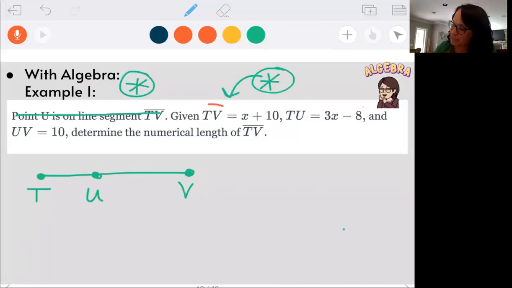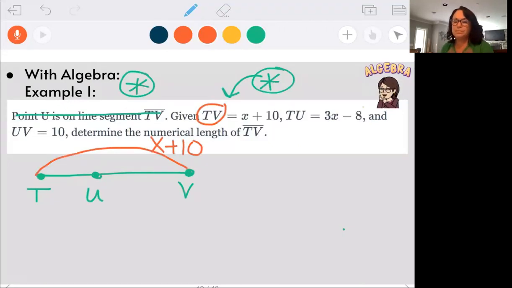Given that from T to V, and you have to decide, is that the whole way or is that a part of the way? T to V is this whole way. So I'm going to hop all the way across here and put x plus 10 on there. Be very careful that you don't just throw it anywhere you want. It's from T to V. From T to U, this short little piece right here, is 3x minus 8.